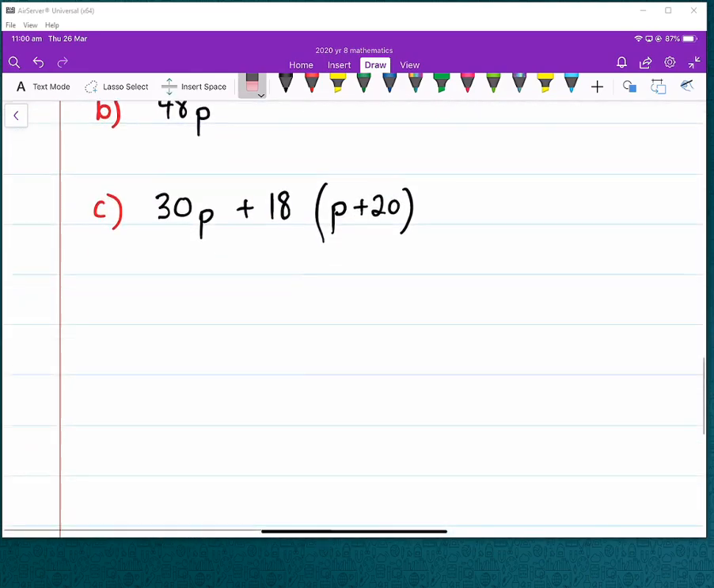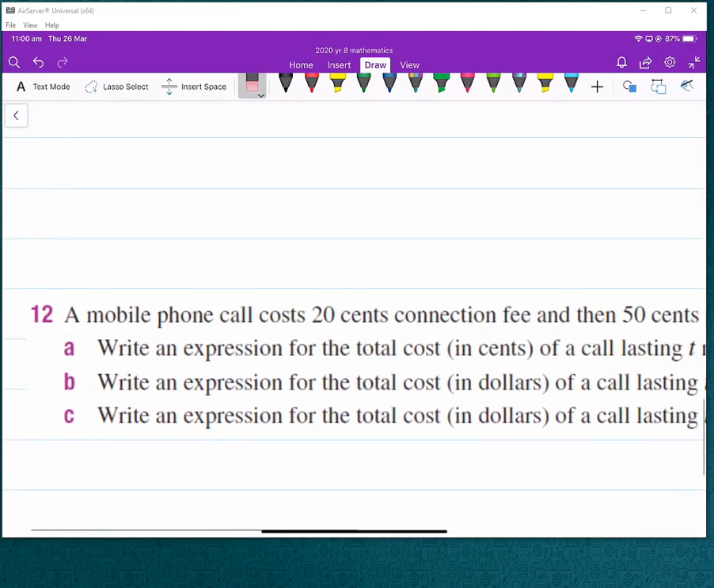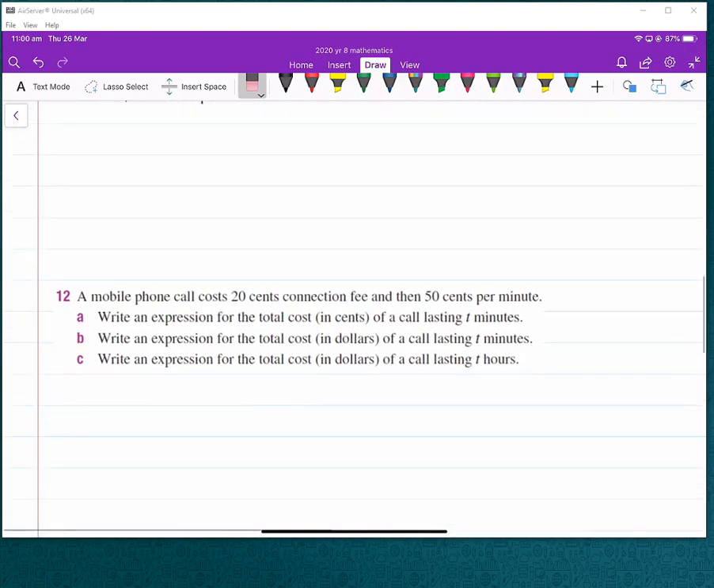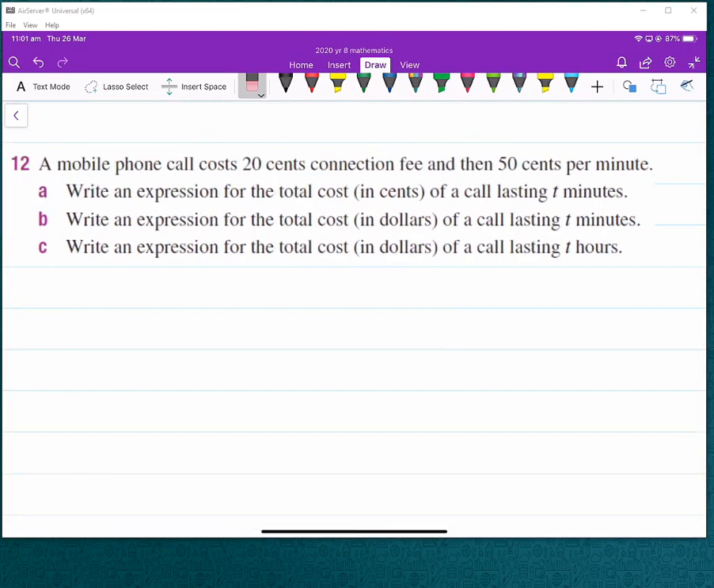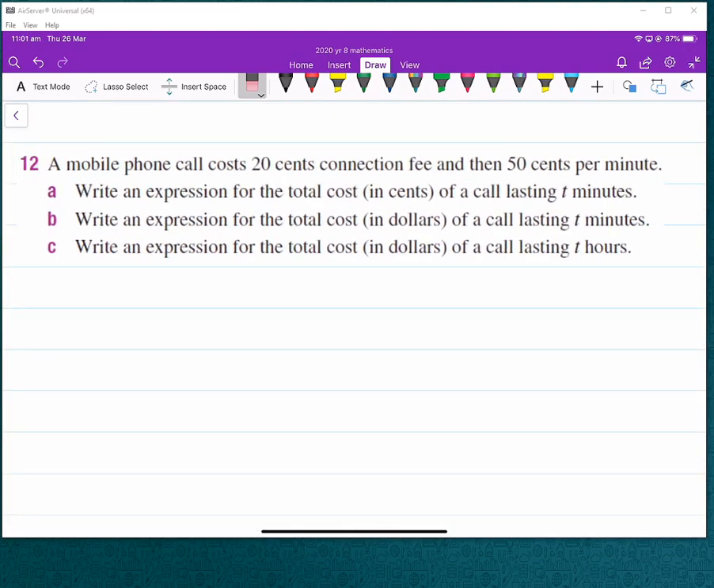And the final question I just wanted to go through is, if you had a connection fee for your mobile phone calls, they seem to be removed now, but we'll see this in lots of things such as call-out fees and whatnot as just a one-off cost at the start. It says a mobile phone call costs 20 cents connection fee. Sometimes that used to be called a flagfall. Okay, I could write flagfall as well. So it's got a 20-cent flagfall and then 50 cents per minute.